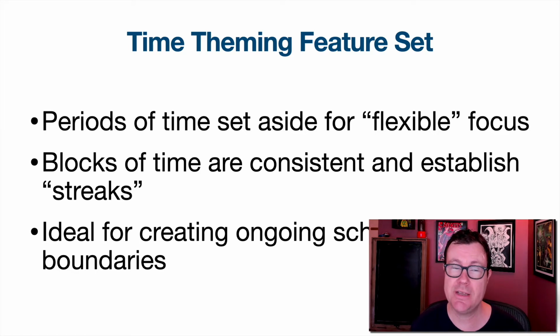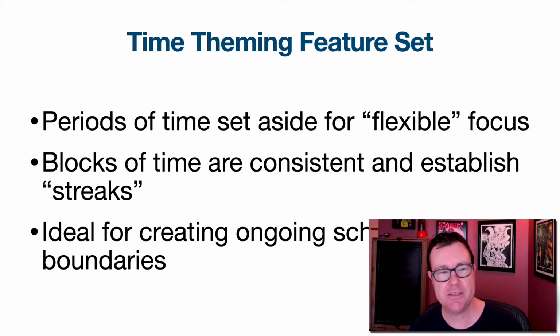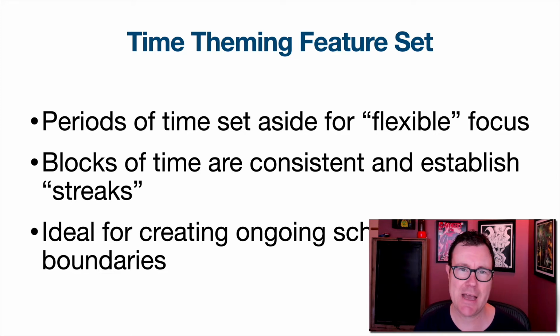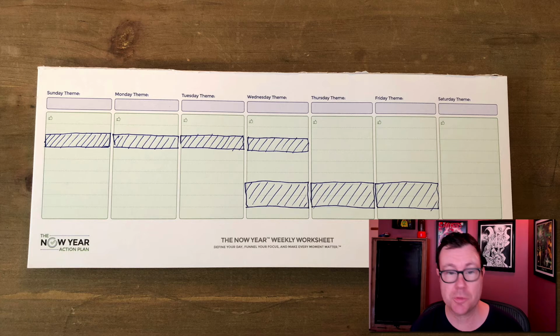And when you do this, what's happening is you're wiring your brain to know what to do at a specific time of day or a specific day of the week or a specific month of the year. You're wiring your brain so that it knows what it needs to do to get going at that period of time. I'll give you an example in a little bit here. But again, another feature is that the blocks of time are consistent and they establish what I'm saying here are streaks.